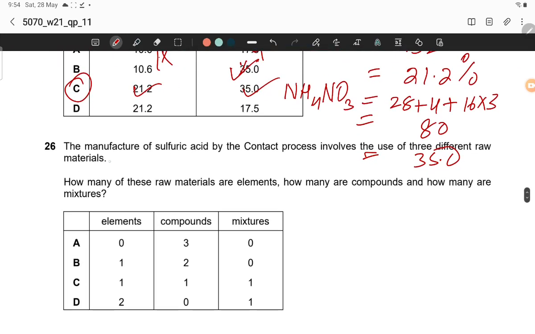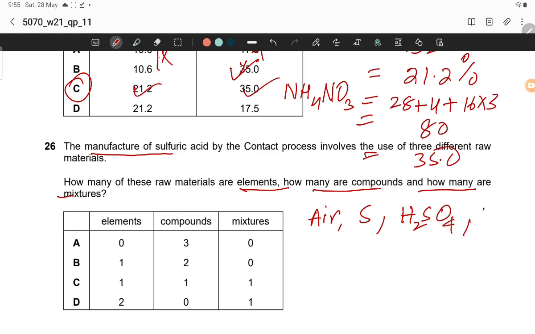Question number 26. Manufacture of sulfuric acid by contact process involves the use of 3 different raw materials. How many of these raw materials are elements? How many are compounds? And how many are mixtures? The contact process involves 3 different raw materials: air, sulfur, and water.